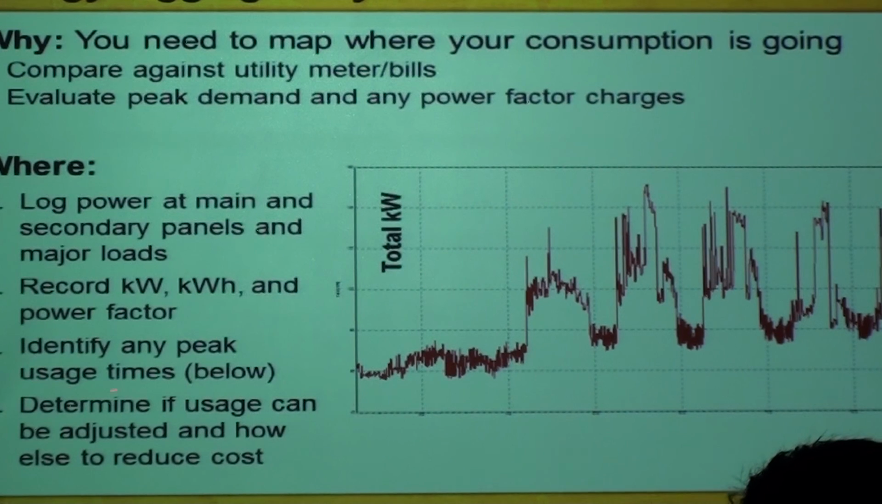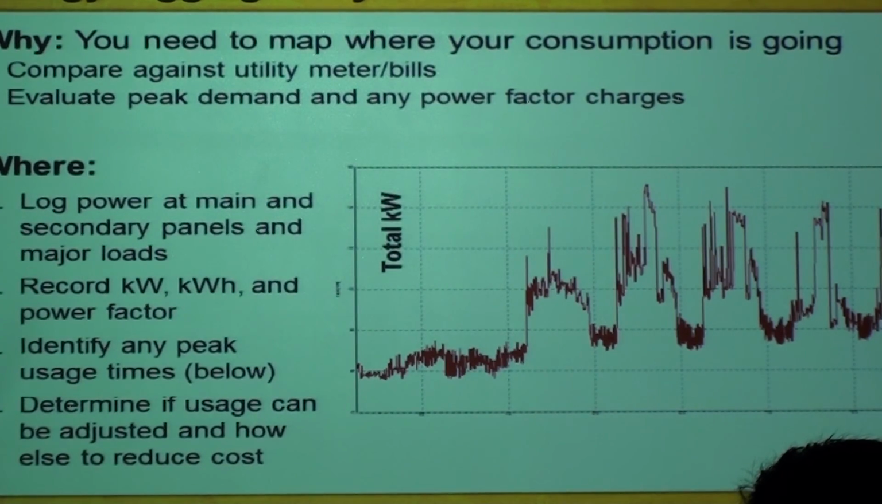You identify any peak usage times. So is there a particular time of day where my usage is the highest? Maybe from 8 to 5, because everybody's there and working, right? 8 to 5 is going to have peak demand. Determine if that usage can be adjusted. So between 8 and 5, can I adjust it somehow? Maybe I will have 6 people come and do the job instead of 10. Maybe I can make it a leaner organization. So think about these changes. How do I do these changes?